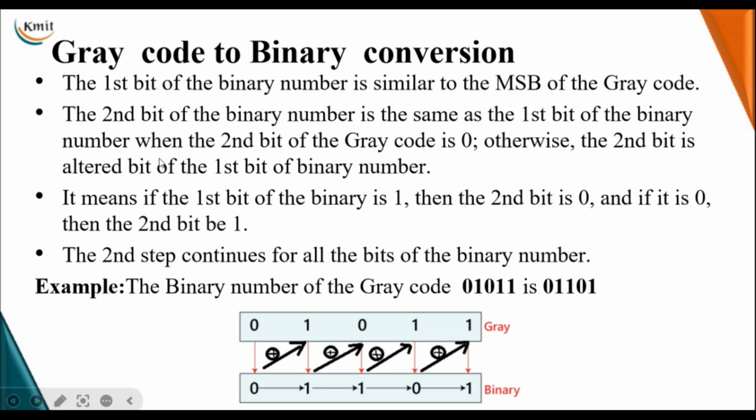Now let me convert a given gray code into binary. Here also we follow the same approach. The most significant bit of the gray code is exactly equivalent to that of the binary equivalent.